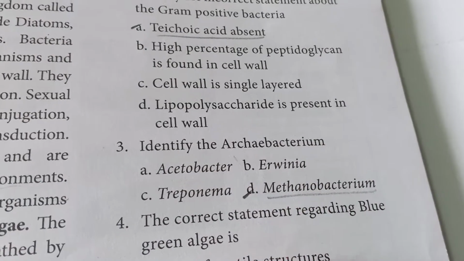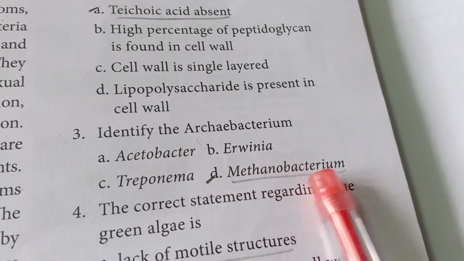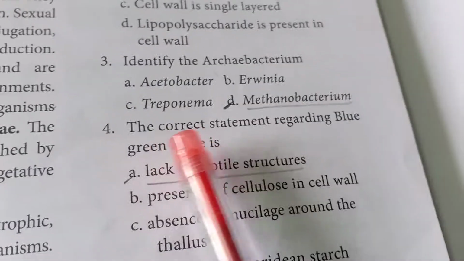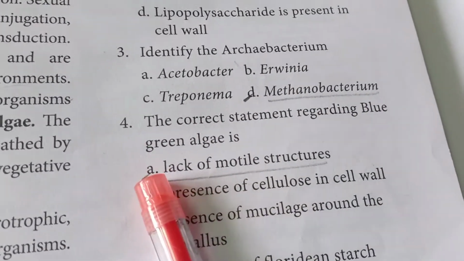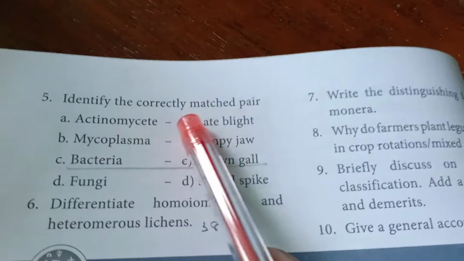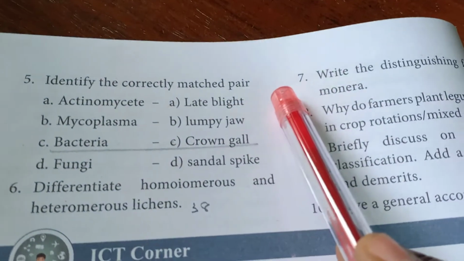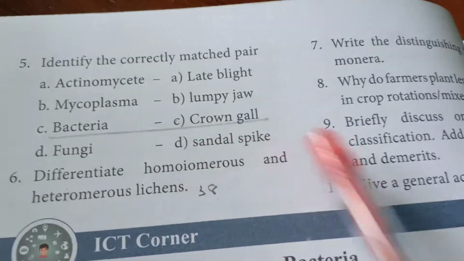Identify the Archaebacteria. Option D, Methanobacterium. The correct statement regarding blue-green algae is option A, lack of motile structure. And the 5th question, identify the correctly matched pair. The option is C, bacteria, crown gall.